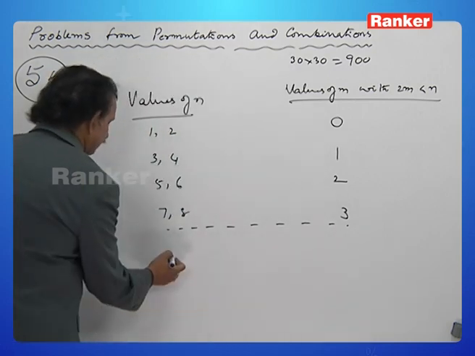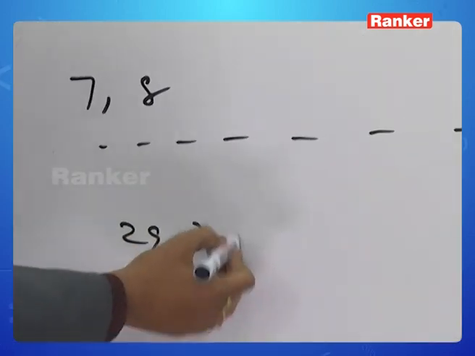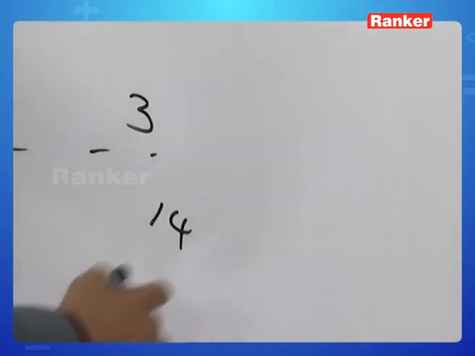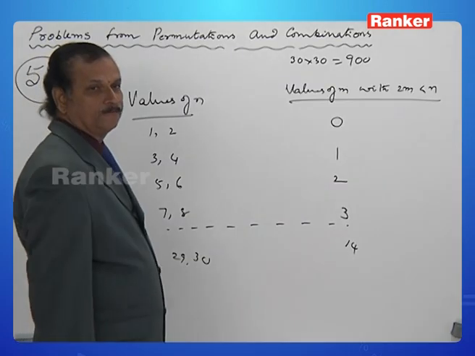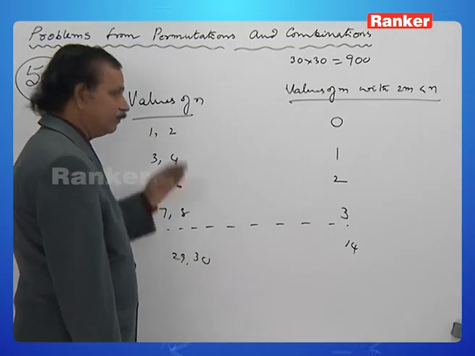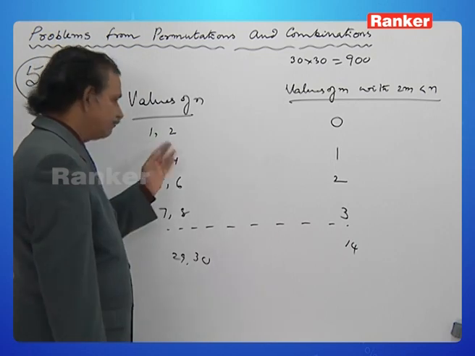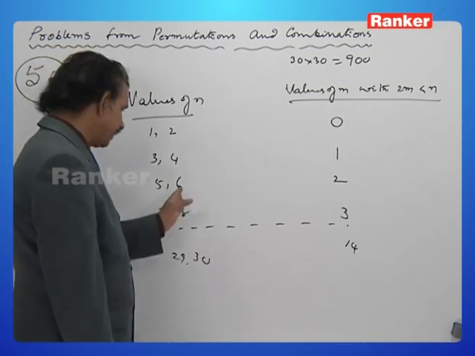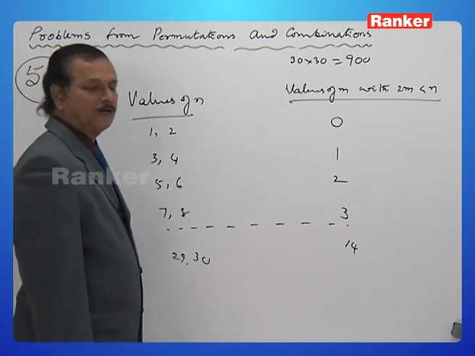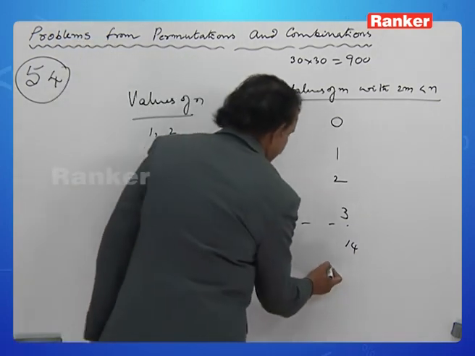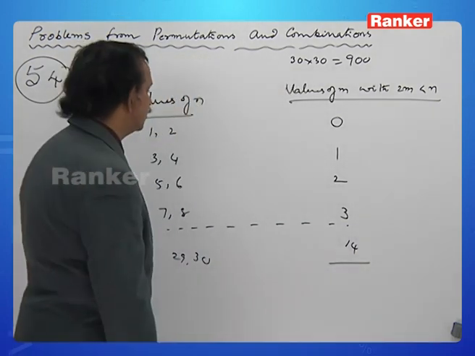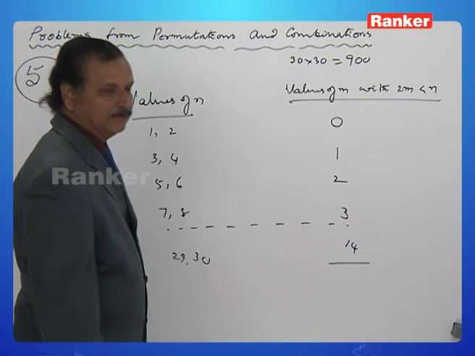If you proceed for 29 and 30, there will be 14. For 1, 0. For 2, 0. For 3, 1. For 4, 1. For 7, 3. For 8, 3. Okay. What is the number of pairs with 2m less than n?